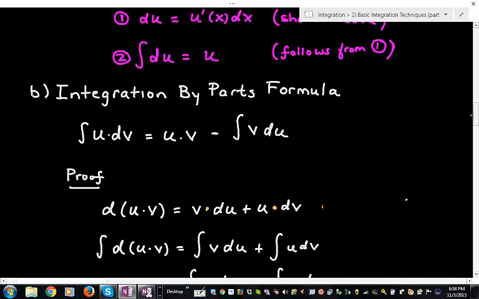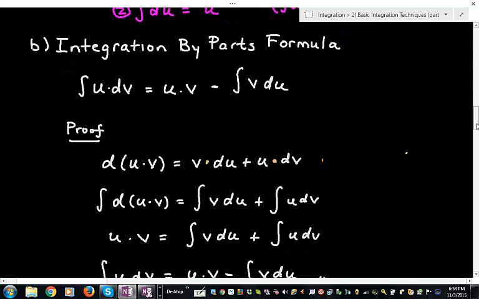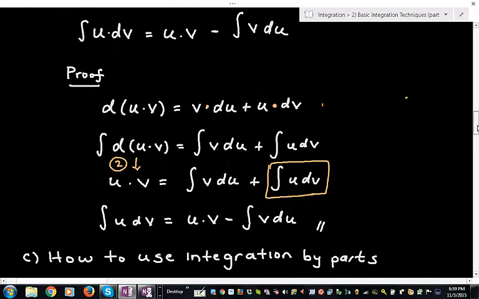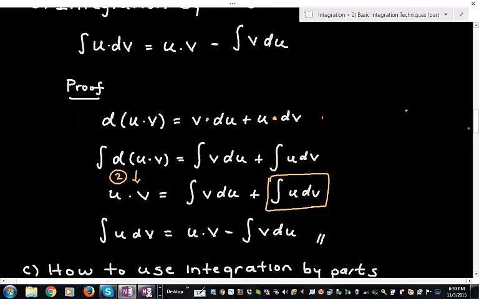And now if we integrate both sides, the integral distributes across the terms on the right-hand side, and the integral of the left-hand side just gives us uv. This is by our rule number 2. And now we go ahead and solve for the integral that we're interested in. And voila, we have the integration by parts formula.